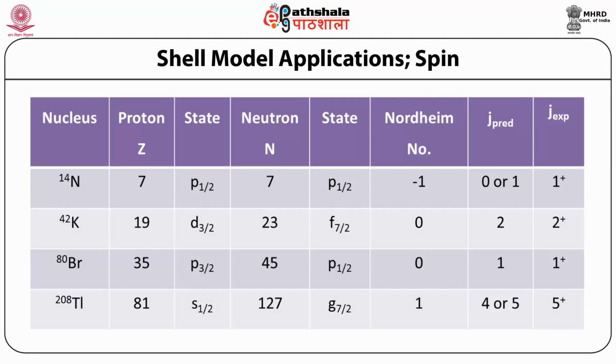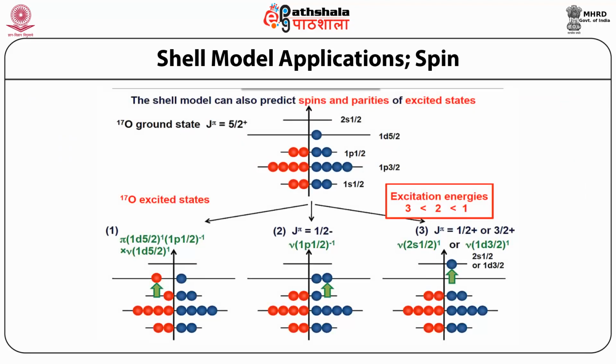Similarly, the barium-80 and thallium-208 cases are discussed, and the predicted spins are found to agree with the experimentally observed spin and parity. Shell model applications, spin. Up to the previous slide, we have discussed the application of the shell model in predicting the ground state spin and parities.